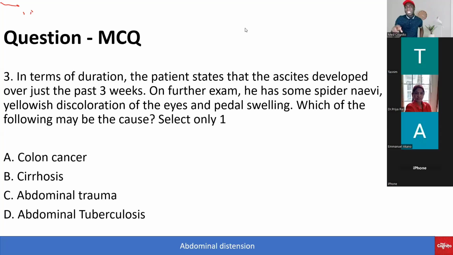So now that you just mentioned this, let's use this as a teaching point. What other features of chronic liver disease will you be able to remember? We've learned about spider nevi, yellowish discoloration of the eyes, pedal swelling. What other features? Clotting and bleeding time might be prolonged, PTT, coagulation abnormalities can come. No, take your time. We're talking about physical exam, not labs. Physical exam features. Yeah, let's go.